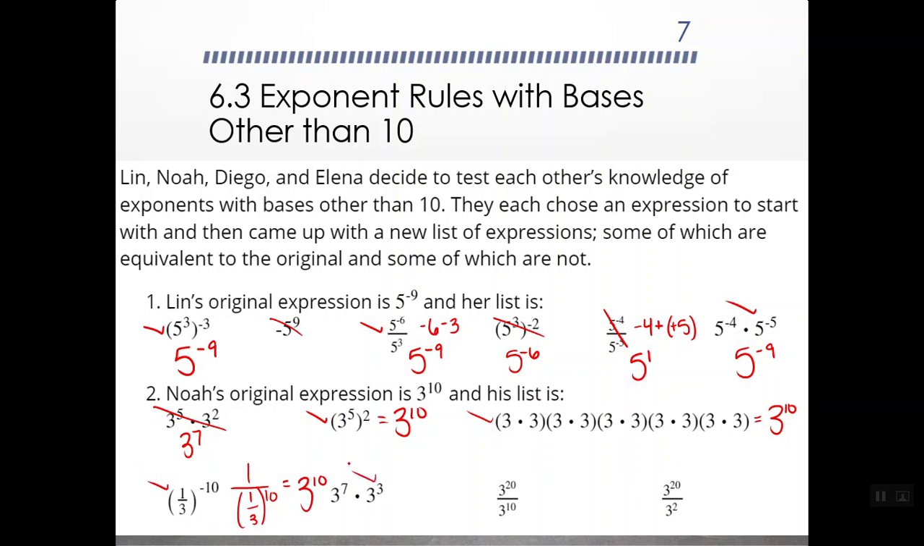We add exponents, that one works. Here we are subtracting. 20 minus 10 is 10, so we get 3 to the 10th. Again, subtracting. 20 minus 2 is 18, so this one does not work. So there are 2 here that are not equivalent.